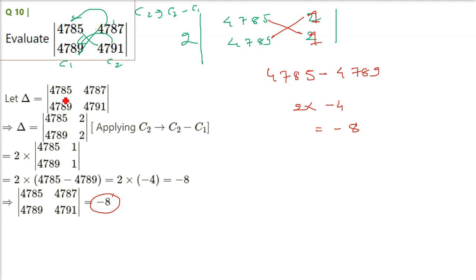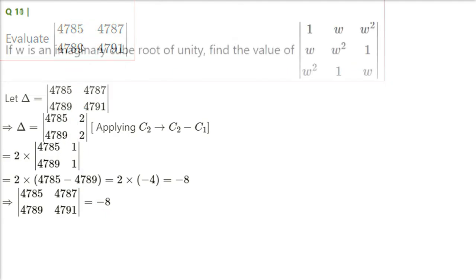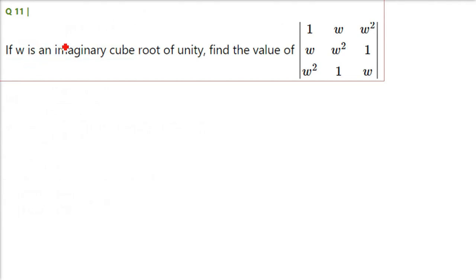But this is all the steps you have to follow. I'm just giving you the logic of how to do this, but in the exam you have to follow all this procedure. This is omega, this is not W. If omega is an imaginary cube root of unity, find the value of.